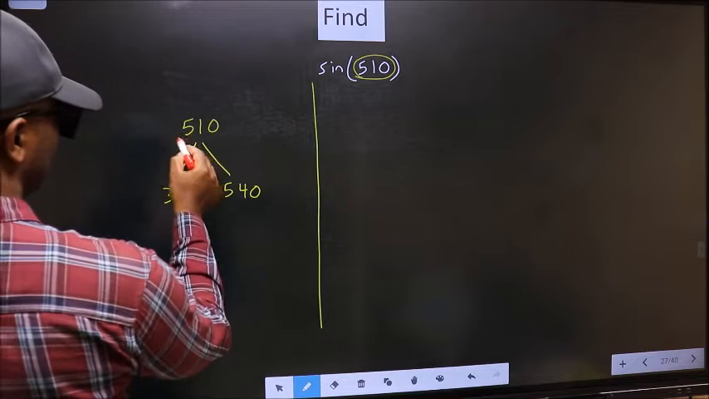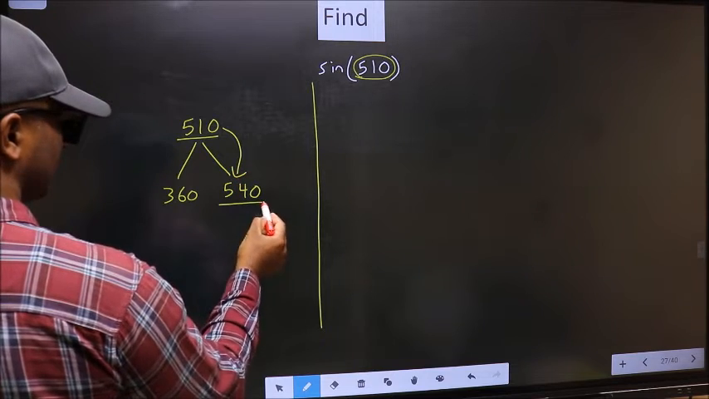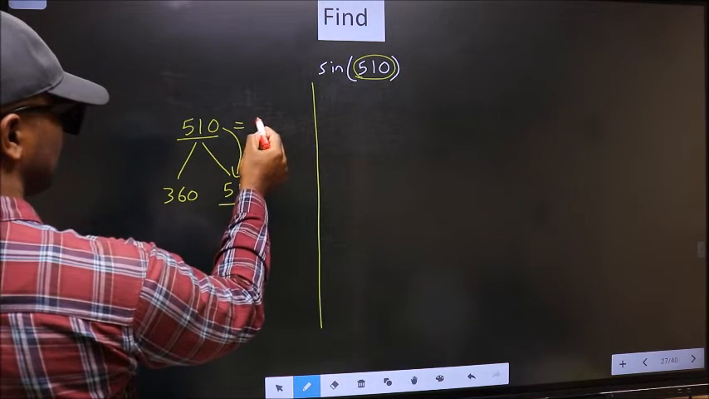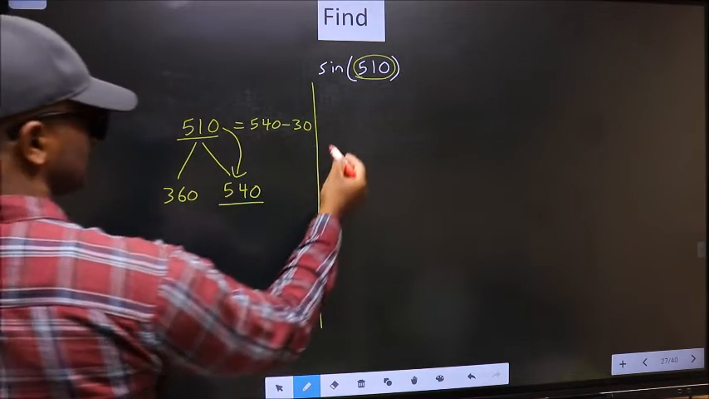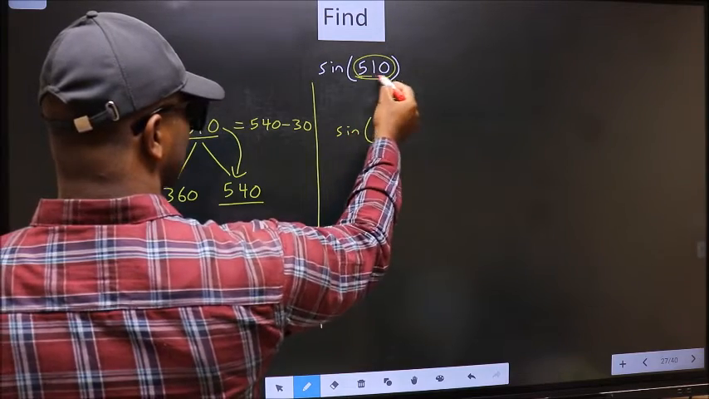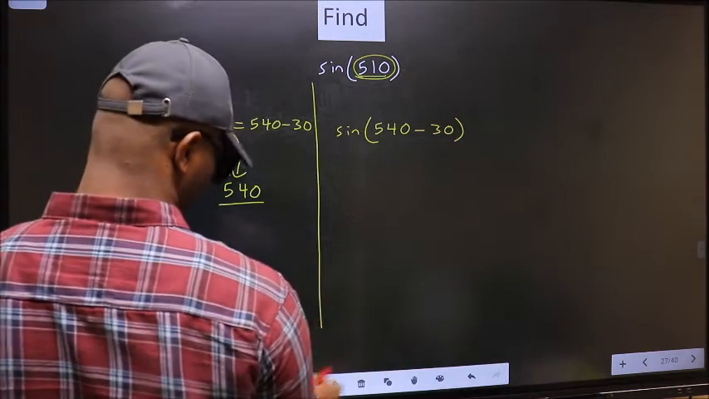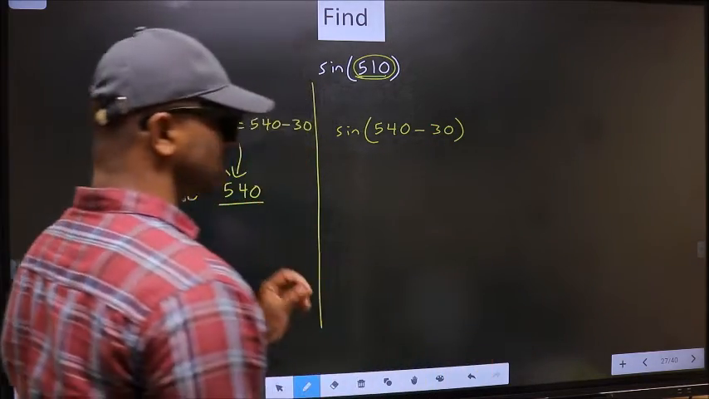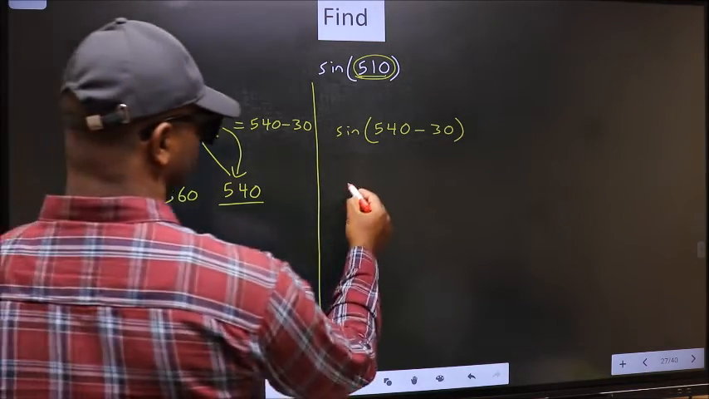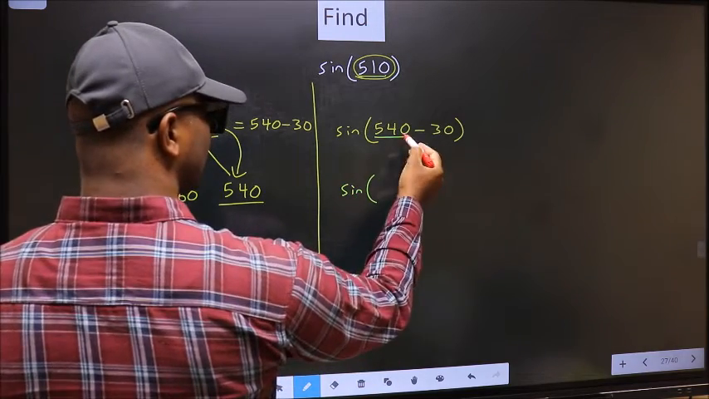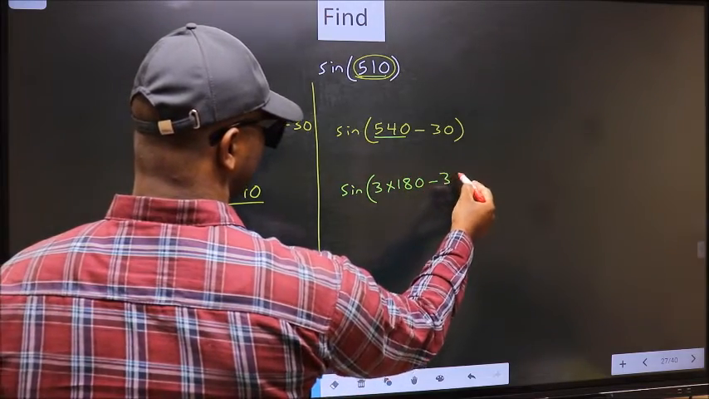Next. Now 510 is close to which number? This is close to 540. So 510 now should be written as 540 minus 30. So this will become sine. In place of this, we should write 540 minus 30. This is your step 1. Next, sine. In place of 540, now we should write 3 into 180 minus 30.